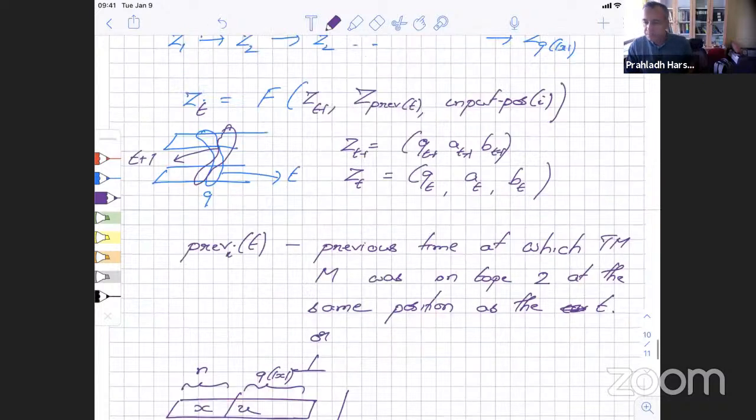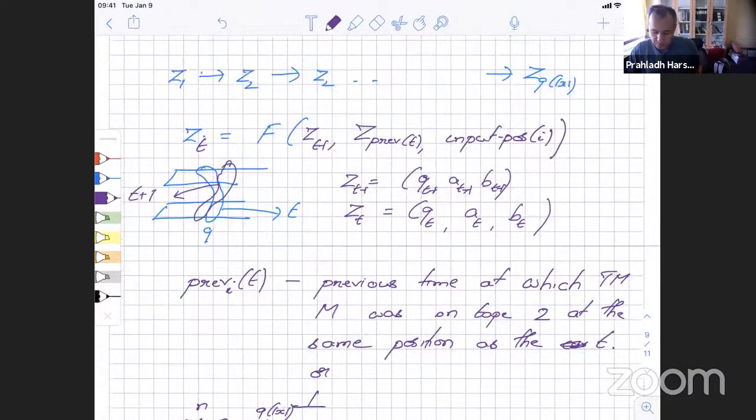So for Z_prev, when you write Z_t, it needs to be Z_prev(t). Just the previous step. What was there? You have defined previous it. So it's only tape 2. Prev(t) is only about tape 2, and the first tape is the input position. I think I've lost people over here.